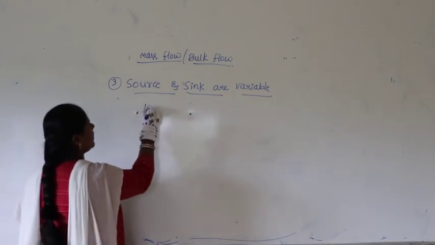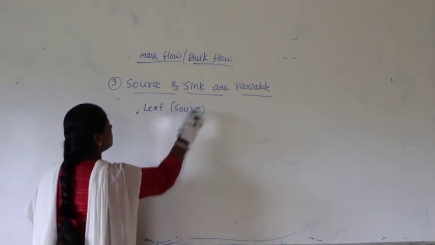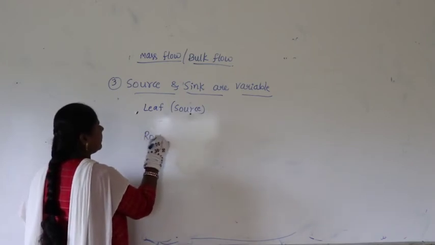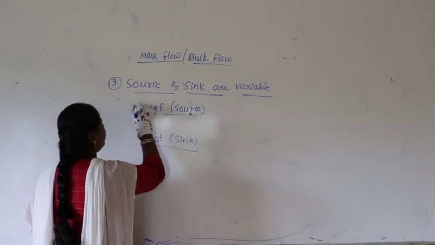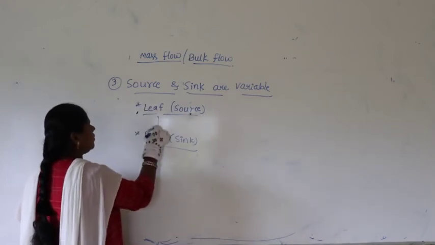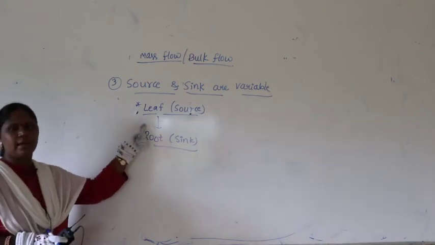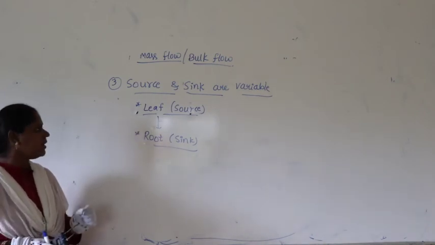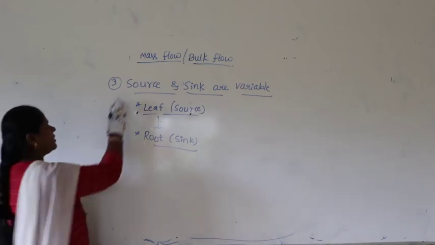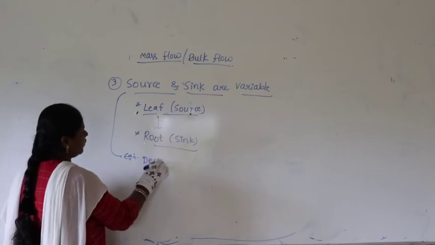Generally, what we have written is that the leaf acts as a source and the root acts as a sink, right? But always it may not happen. In some plants it varies depending upon the season, right? Sometimes what happens, for example, when you take a deciduous forest.